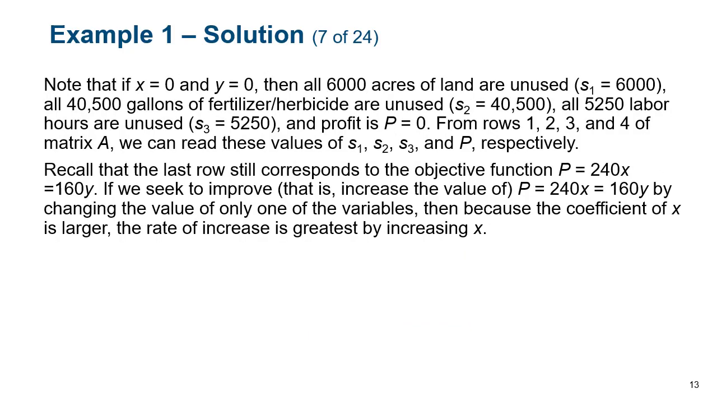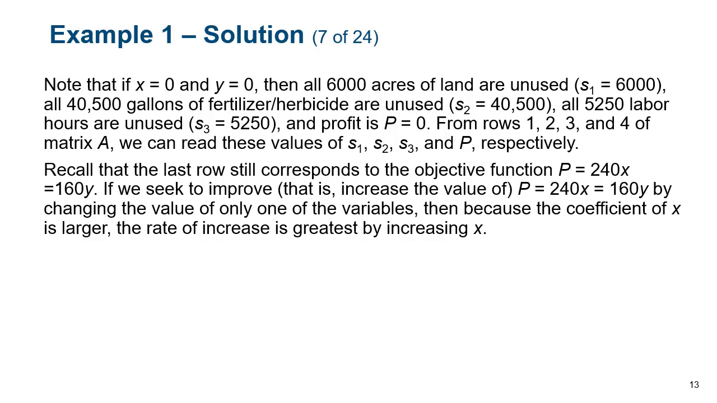Now, as I mentioned before, the lower left corner, that point that is 0, 0 for X and Y, is kind of a silly point, right? Because if that happened, then X and Y are 0, which means we didn't use any of our land, and S1, that slack variable, was 6,000. We didn't use any of the fertilizer, so S2 would be the maximum amount, right? And we didn't use any of our labor. And then, of course, the profit would be 0. So obviously, that's not going to maximize anything.